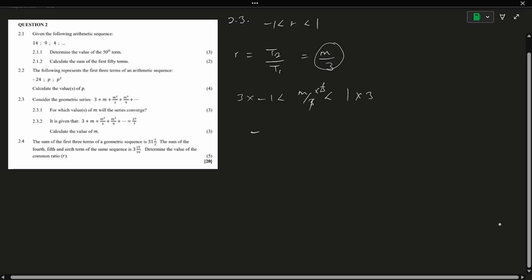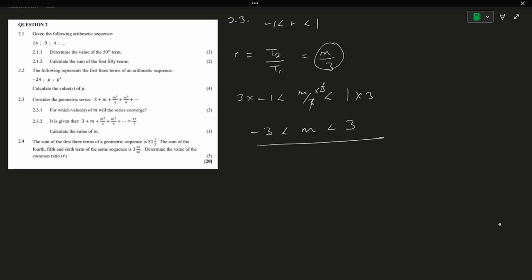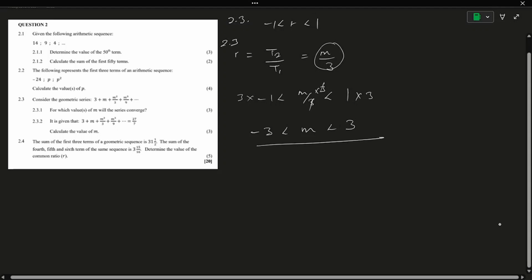So this side we're going to have -3, m is now left alone, and then this side we're going to have 3. So this is the solution. So we've solved that m should be between -3 and +3 for our series to converge, right? So that was question 2.3.1.